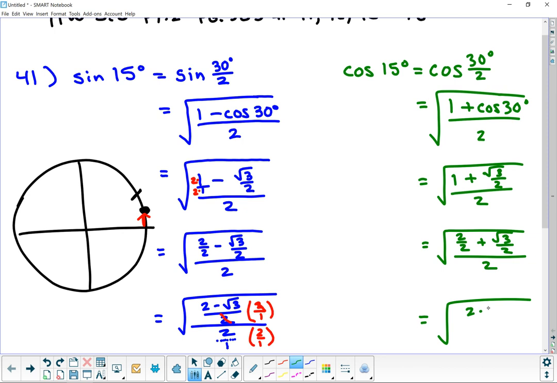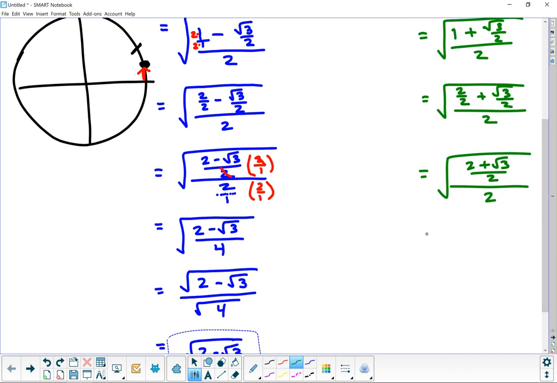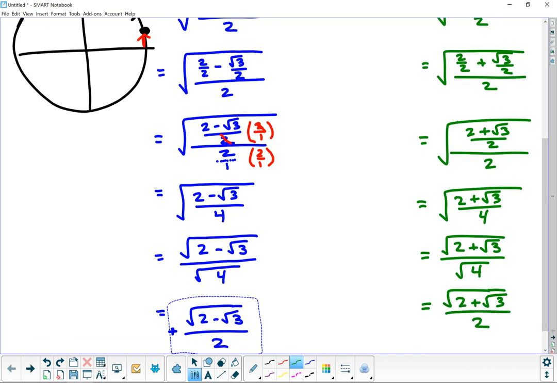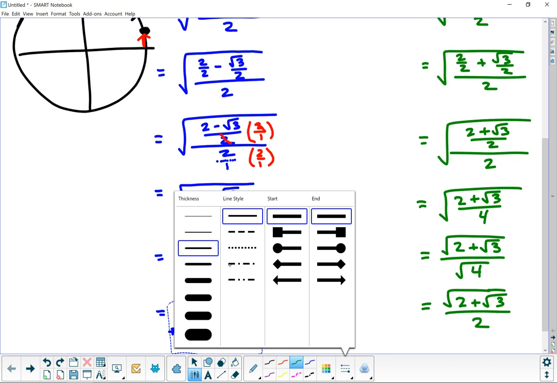And that gets you 2 plus radical 3 over 2 over a much bigger 2. And that's going to get you radical 2 plus radical 3 over 4. Square root both the top and the bottom. So you're going to get radical 2 plus radical 3 over radical 4. And the only thing we can do is that radical 4. So we will get radical 2 plus radical 3 over radical 4, which is going to be 2. And that is your answer.